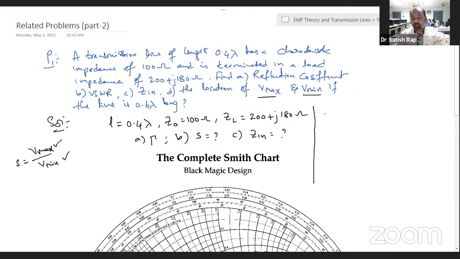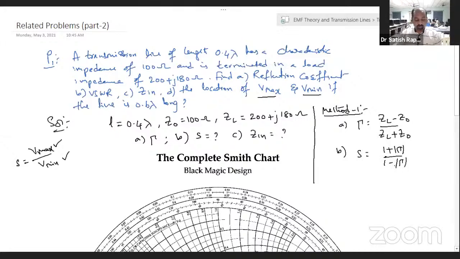As I have discussed earlier, there are two methods to solve this problem. Method one is the mathematical approach. The reflection coefficient is equal to (ZL minus Z naught) divided by (ZL plus Z naught). ZL is given, Z naught is known. Substitute, simplify, and you will get the answer. Next, B: the voltage standing wave ratio is (1 plus capital gamma) divided by (1 minus capital gamma). This is the formula to determine the voltage standing wave ratio.